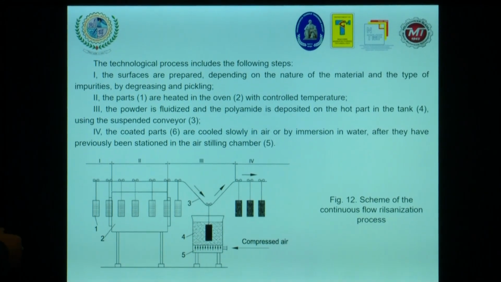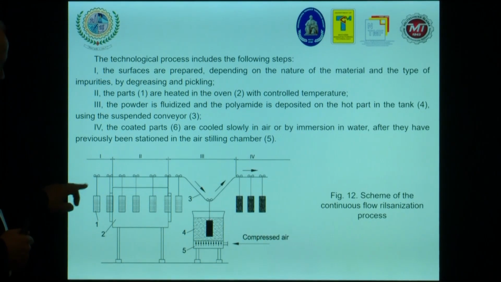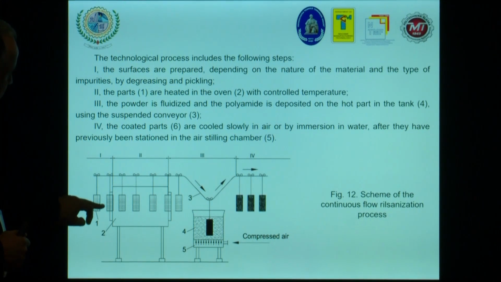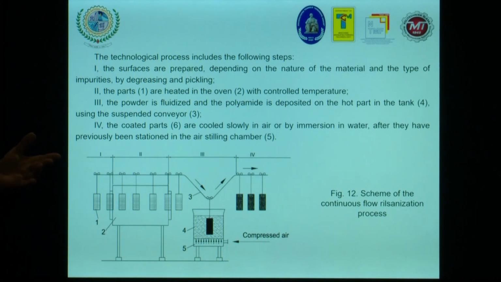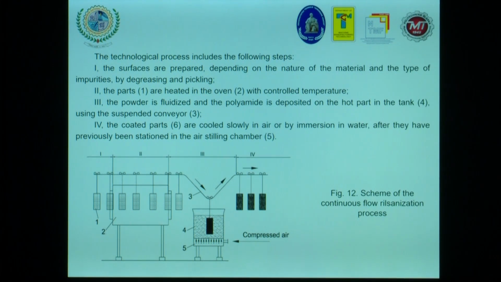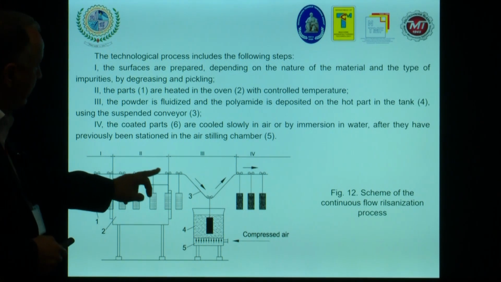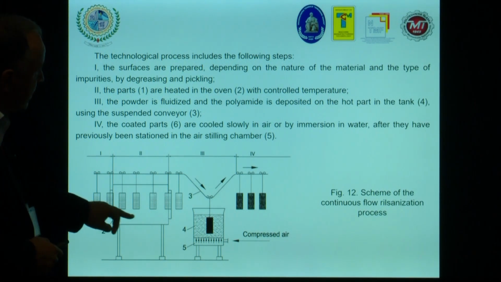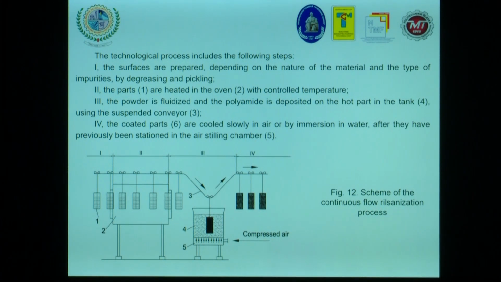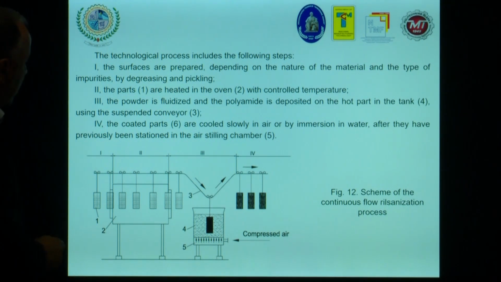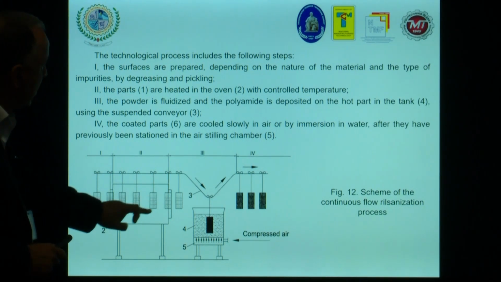In the first step, the surface is prepared, because the roughness of the surface must be higher. So we first have to prepare the roughness of the surface of the part. The second step, we put the part inside the oven with a controlled temperature, according to the temperature that we use for polyamide, and so on. The main idea is to heat all the parts inside the oven.